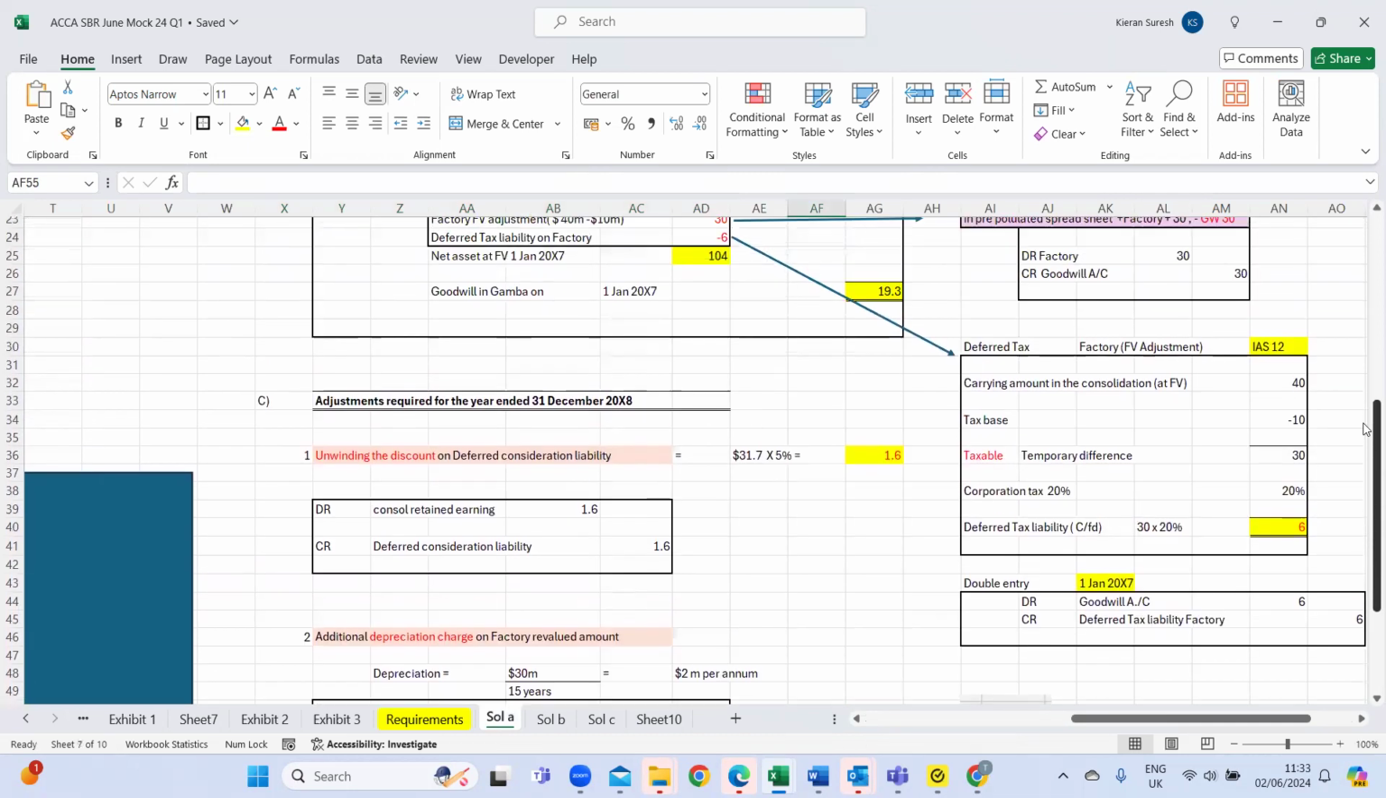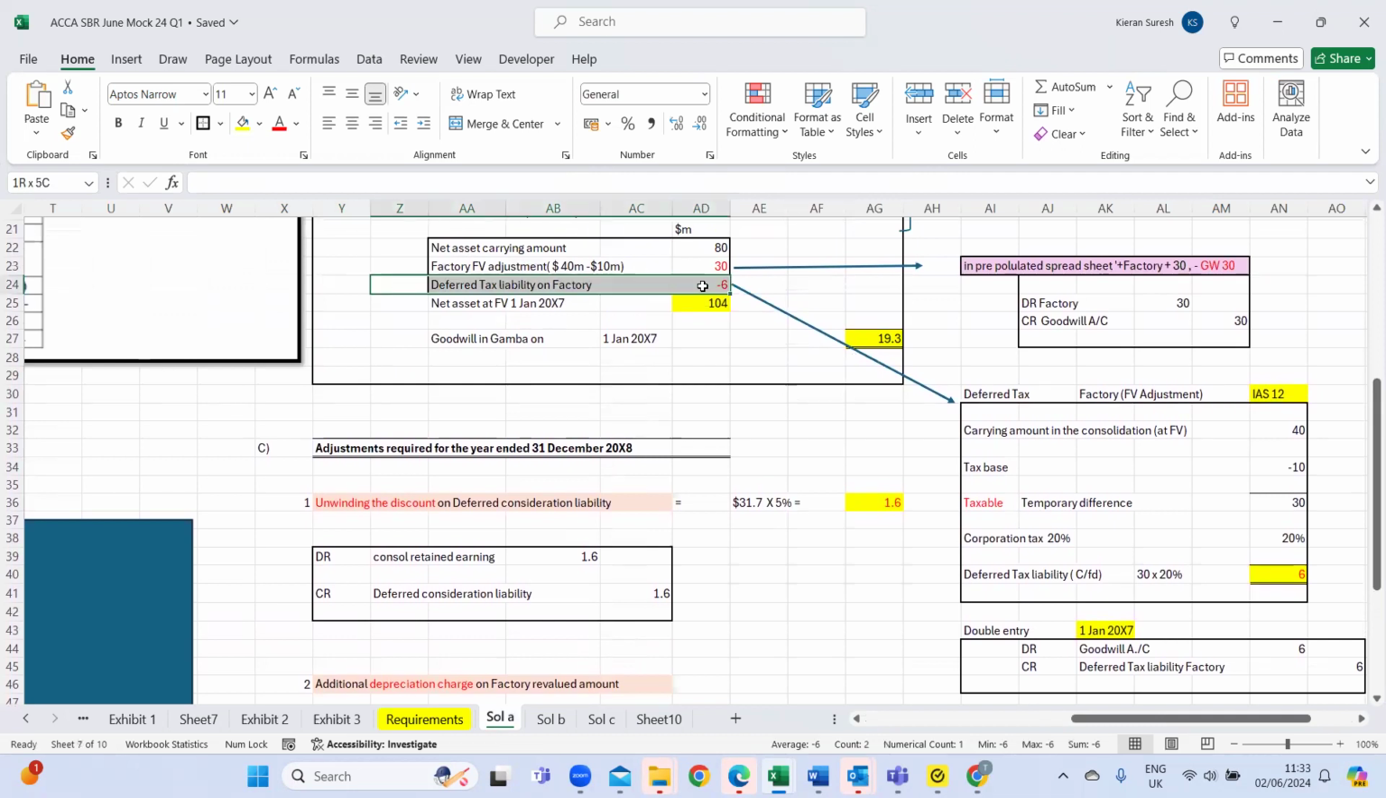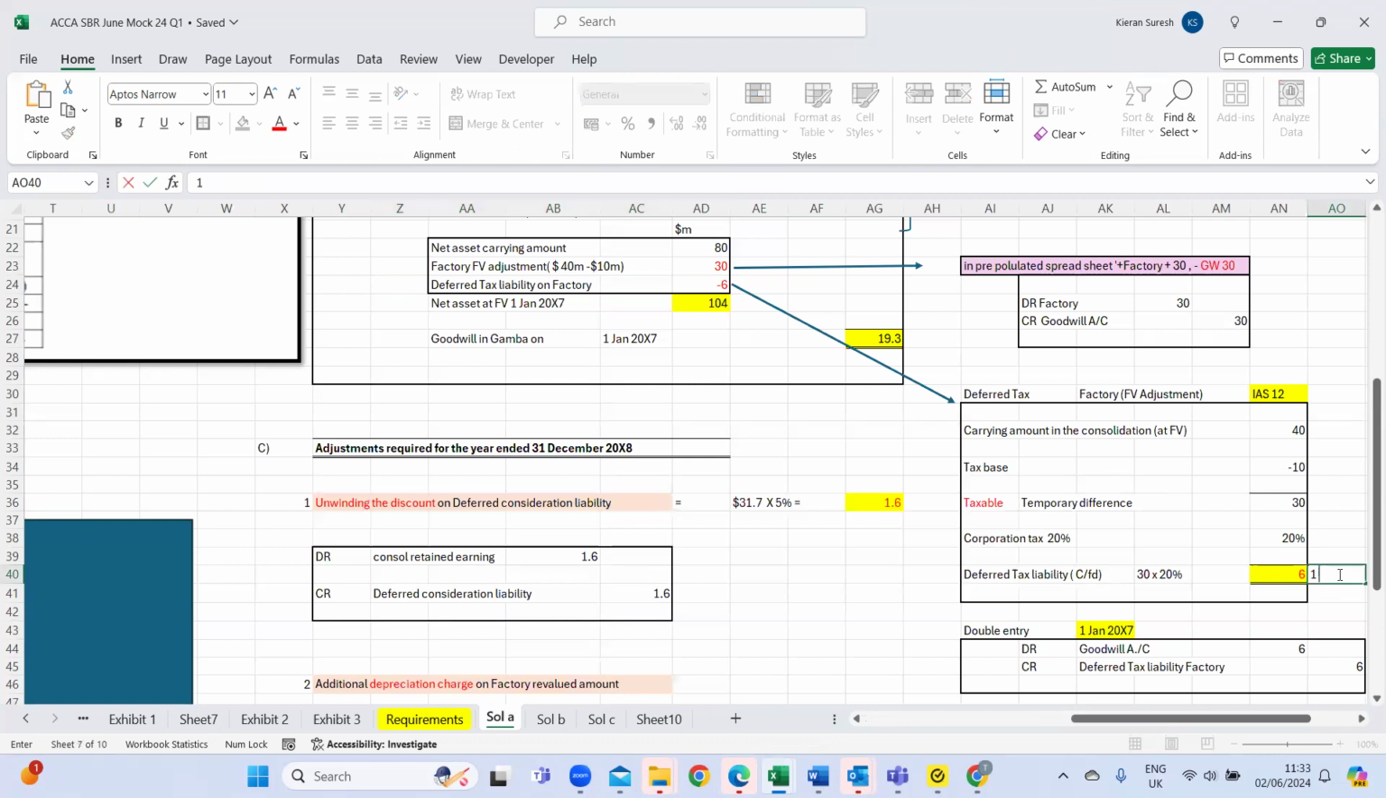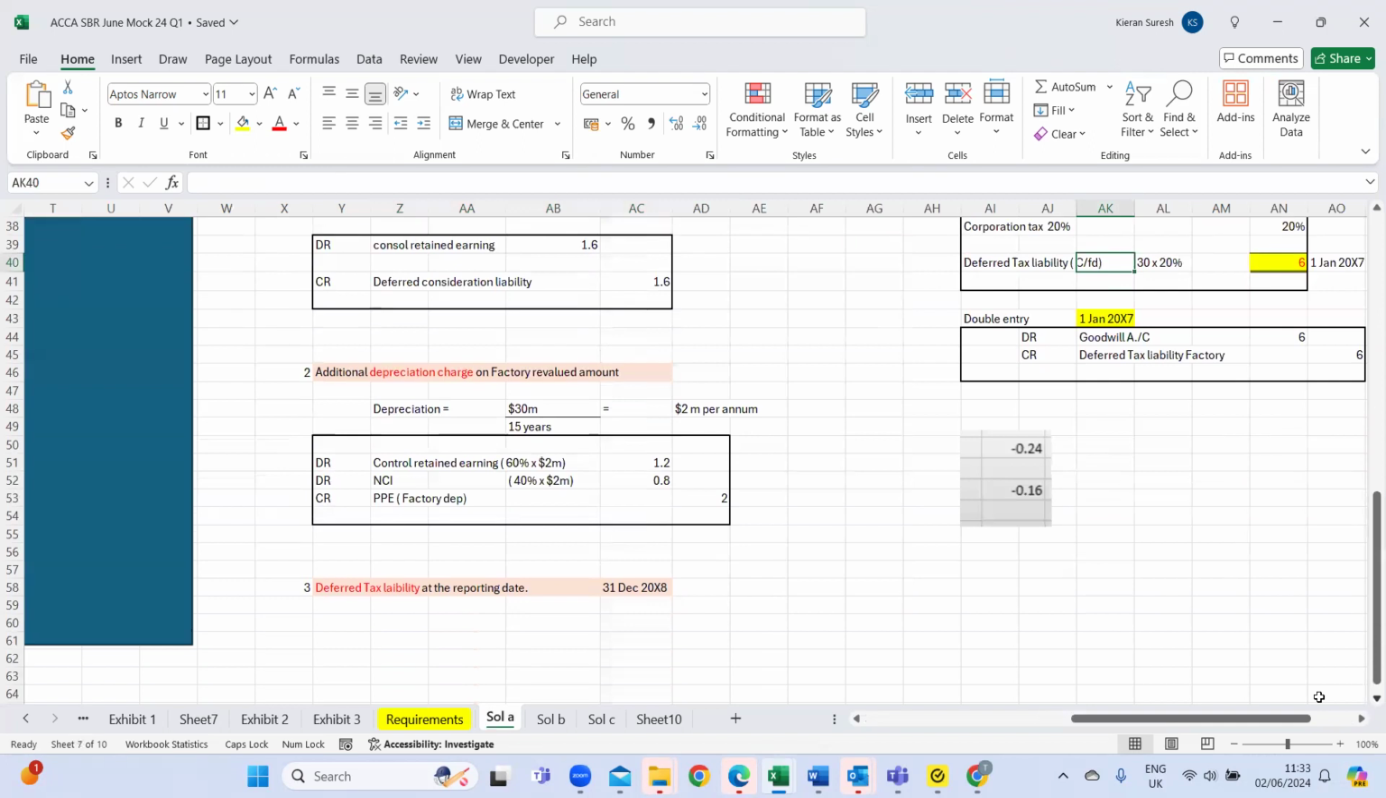The next item here is the deferred tax liability on factoring. This liability of deferred tax was calculated at initial recognition, on 1st Jan 2017. Now we are at the reporting date, so the deferred tax liability needs to be calculated again, right? How is the deferred tax liability calculated for 31st of December 2017?